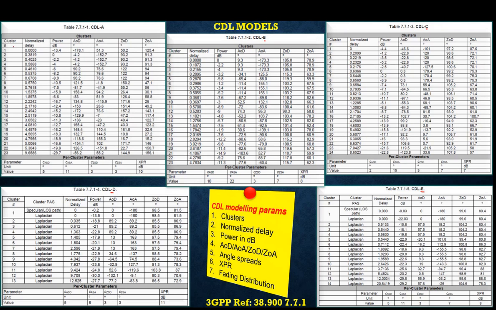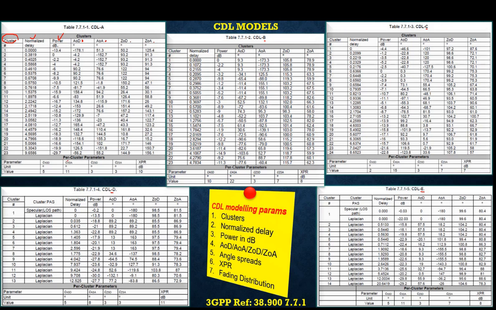So let's look at the parameters that we'll cover. First, we'll define what a cluster is, then normalized delay, power in dB, and angle of departure and angle of arrival. Sorry, these are azimuth angle of departure, azimuth angle of arrival, zenith angle of departure, and zenith angle of arrival. If you look at A, B, and C, the governing parameters are very similar.